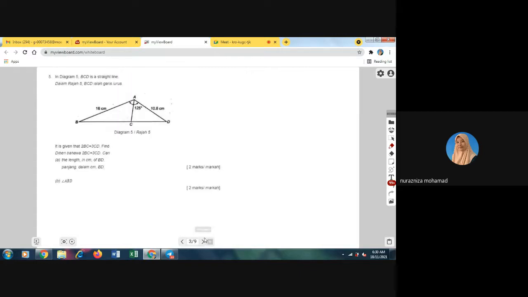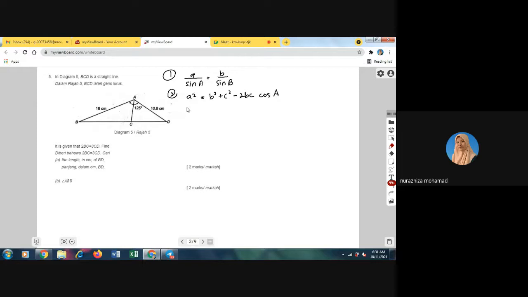Okay, next one, question number 5. This is the solution of the triangle. So in this chapter, we know that there are 3 formulas that we need to memorize. The first one is the sine rule, which is a over sine A equal to b over sine B. The second formula is the cos rule. So a squared is equal to b squared plus c squared minus 2bc cos A.